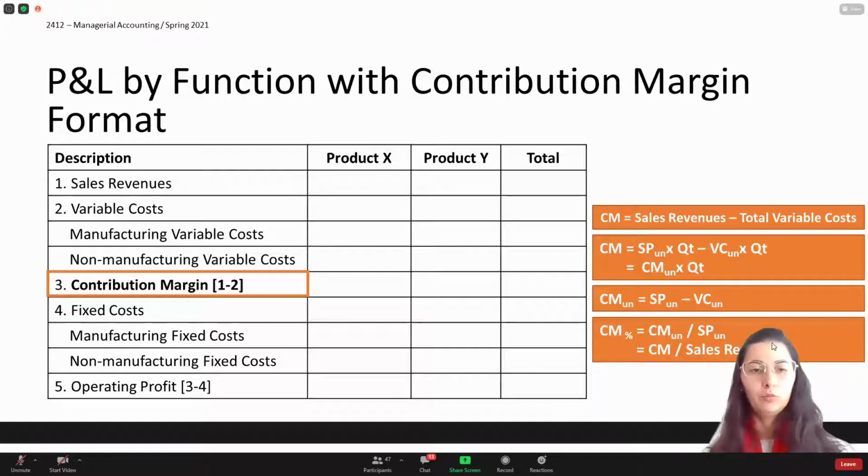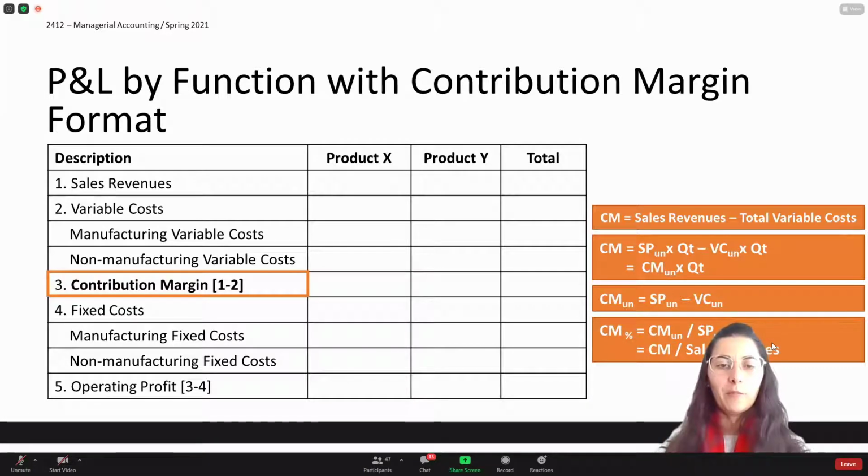If you look at the P&L, it's very obvious. We have the contribution margin there. So what does it cover? It covers fixed costs first, and if there's anything remaining, it will be the profit.